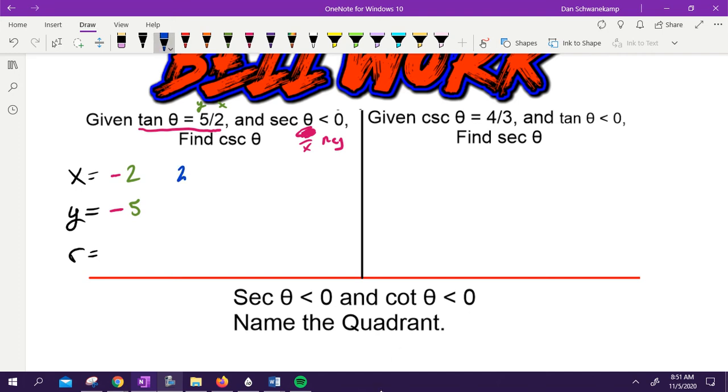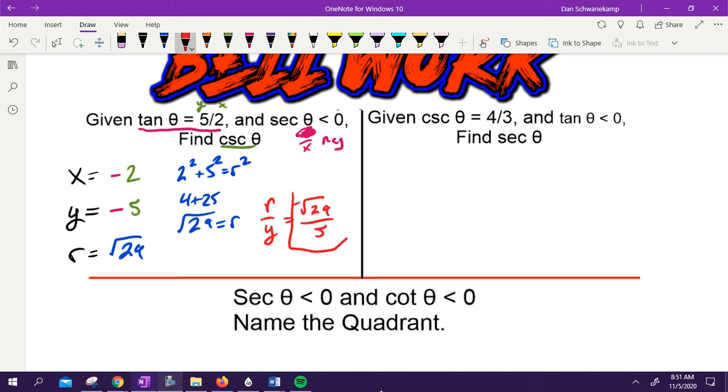Pythagorean theorem, 2 squared plus 5 squared equals r squared. 4 plus 25, 29, square root it is r. Plus or minus square root of 29? Positive. Radius is always positive, so square root of 29. Once I've done that, I'm doing cosecant. Cosecant means r over y. So r over y. There's my answer. Questions on my first one?